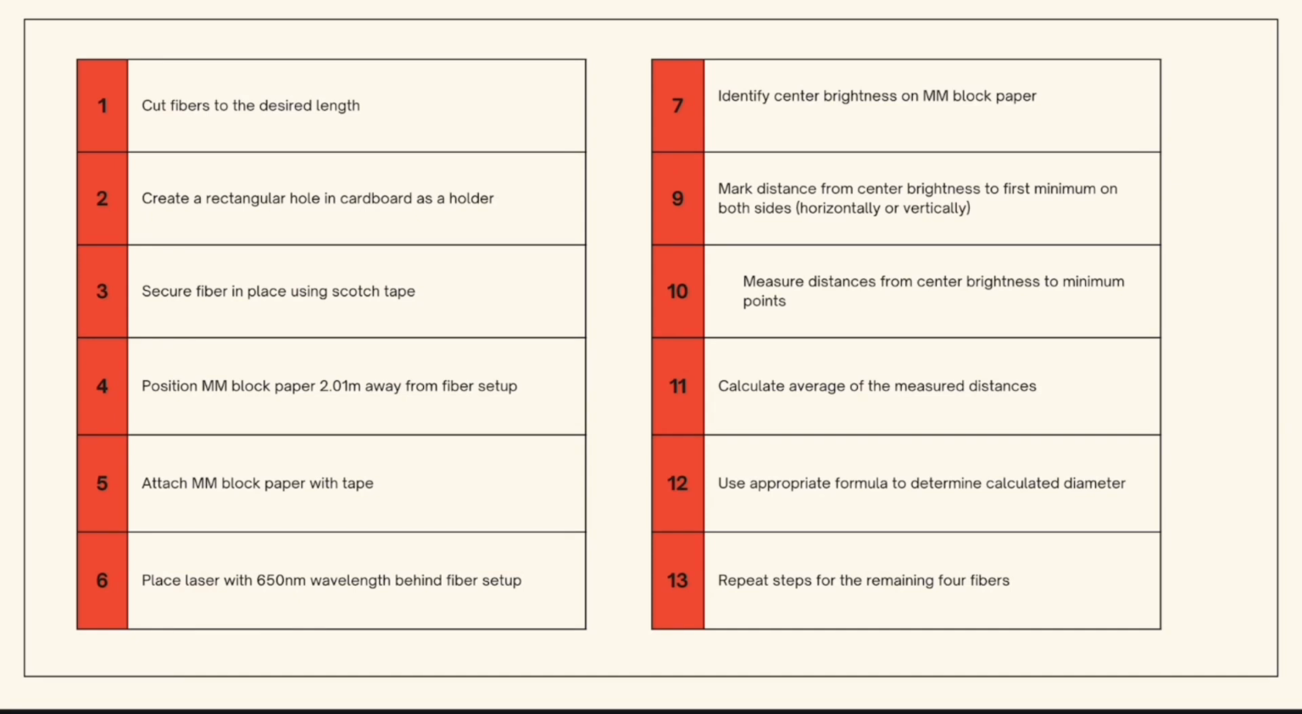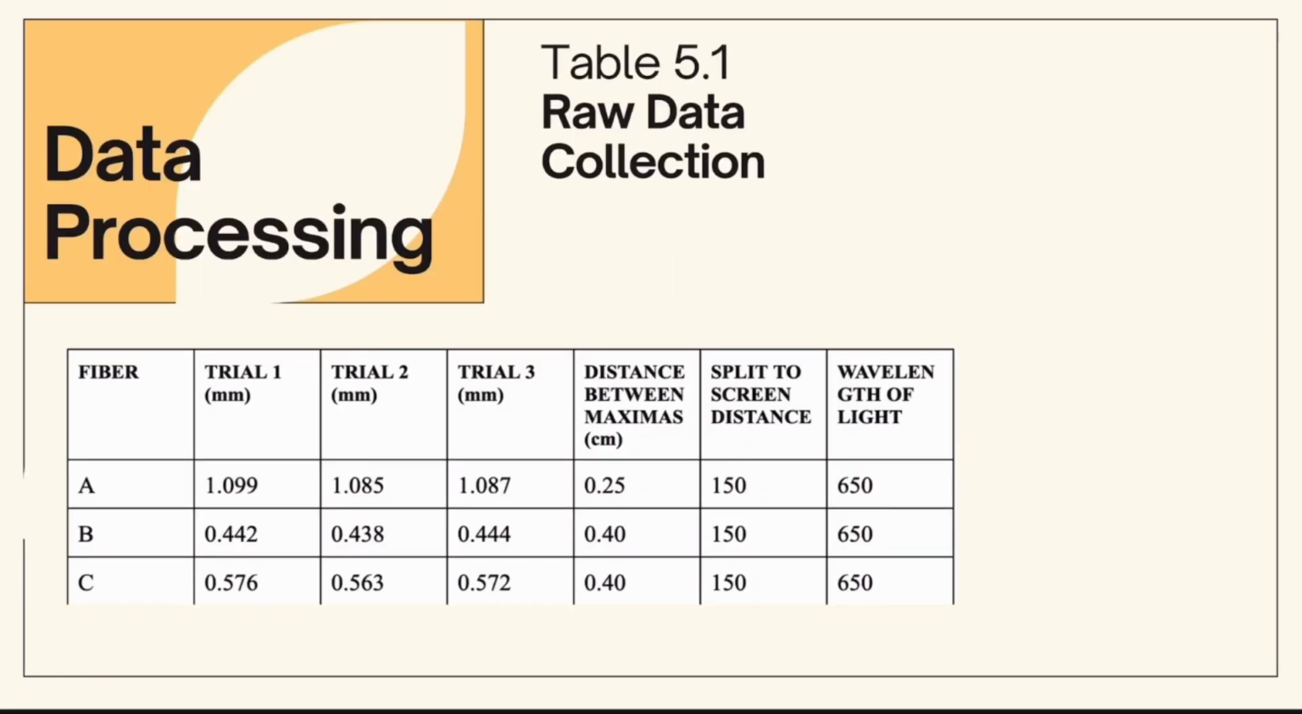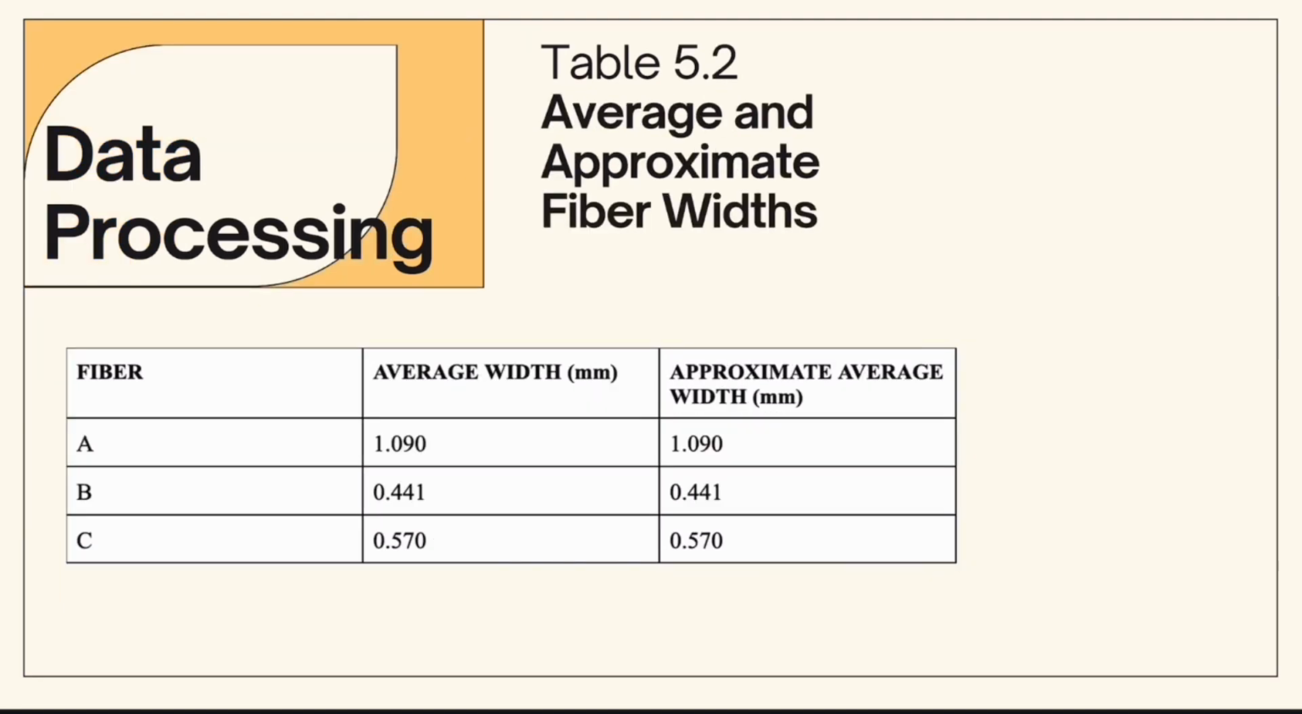Now, our procedures. We have followed 1 till 13 steps, as you can see in the video later on. After that, we have data processing. We have raw data collection. As you can see, we have 3 trials in the table. And we have average and approximate fiber weights from our experiment.